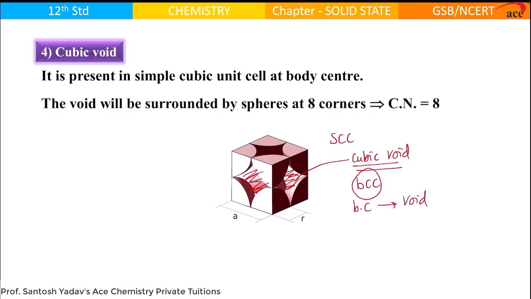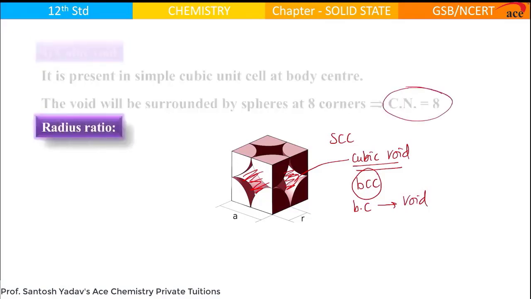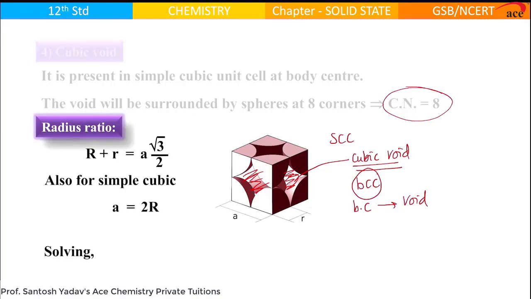Void means empty space. It is surrounded by 8 spheres, therefore the coordination number of cubic void is 8. That is the highest coordination number of the void. Radius ratio, if you calculate by using proper trigonometry, then r by R will give you 0.732, where small r stands for the radius of the cubic void, capital R stands for the radius of the sphere which makes up the cubic void, and 0.732 is the largest value for any void around.